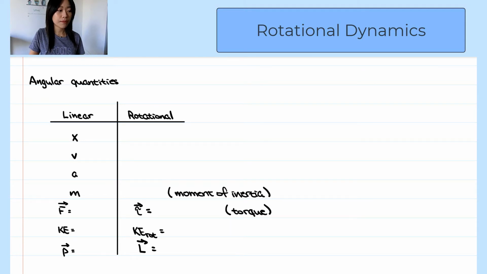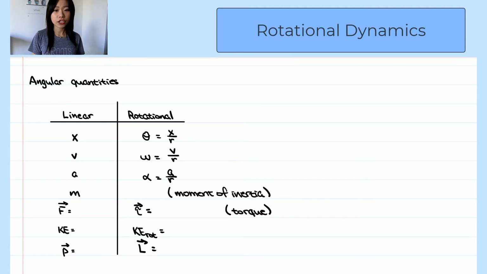In rotational kinematics, the position is now the angle theta, which is the linear displacement over the radius of the circle. And the angular velocity is omega, which is linear velocity divided by radius. And angular acceleration is alpha, which is linear acceleration over r.